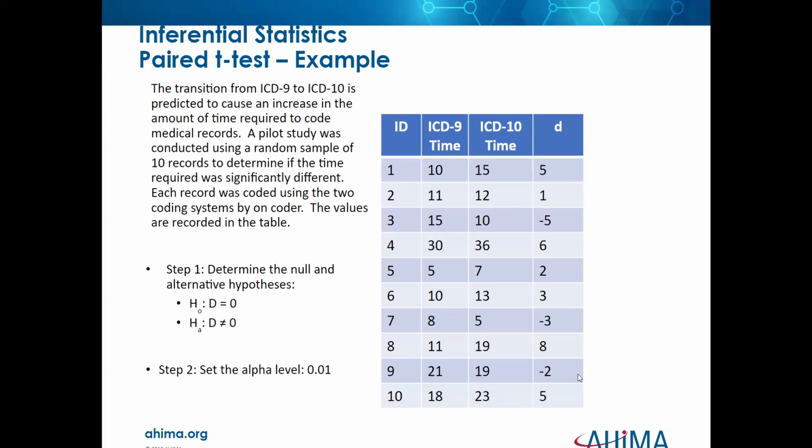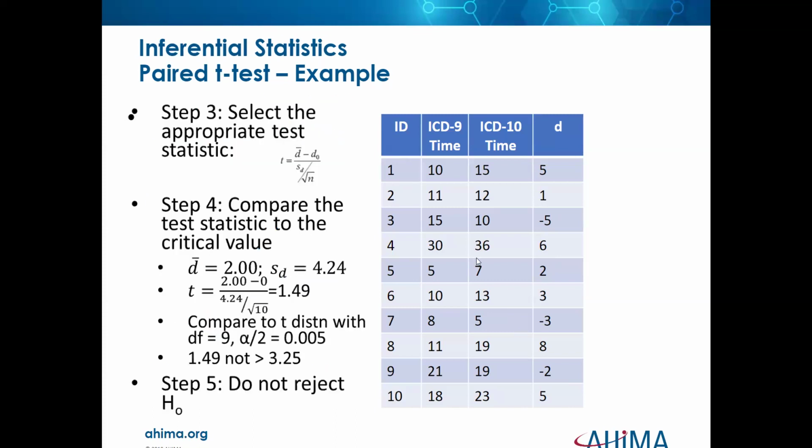So one is that there is no difference and the other is that there is a difference. And then we set the alpha level to 0.01. You can see our list of observations here. And then we get the test statistic and we compare it to the critical value. And when we look at this, we come up with the standard deviation of 4.2.